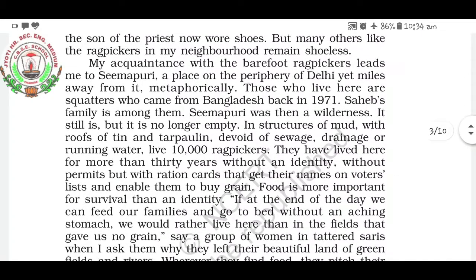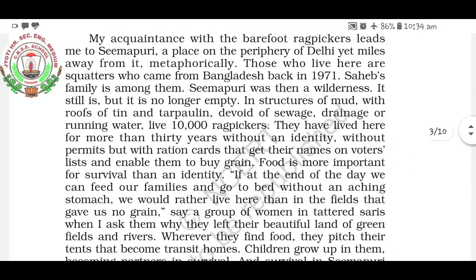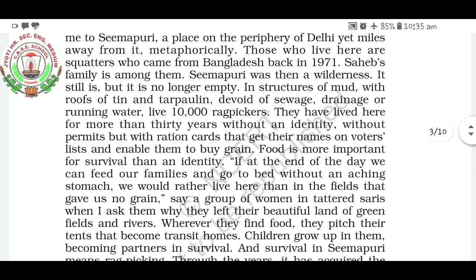Next we have come across the living condition of these rag pickers who live in Seemapuri, a place which is in Delhi, but with regard to advancement and development, it is far away from Delhi. Here, the inhabitants are mostly Bangladeshi who had come here in 1971 with the intention to earn and feed their families. The houses were just structures of mud with tin or tarpaulin roofs, devoid of sewage, sanitation, drainage. Around 10,000 rag picker families stayed there.